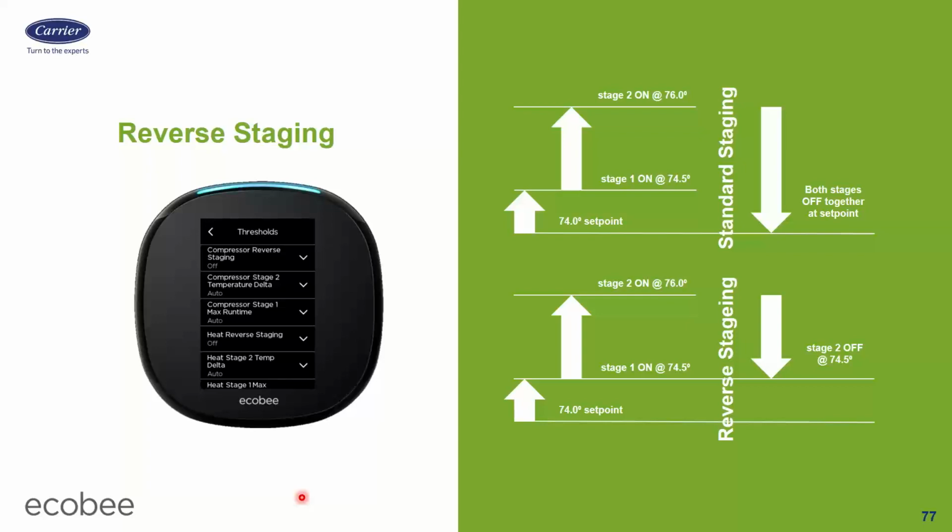I shouldn't say tighter temperature control because it never gets you down to 74. It gives you more time near 74, if that makes sense. Because when I'm running stage 1 here in this middle range, around 74.5 and 75, I get a lot of run hours there. So I don't necessarily get tighter control. I get more consistent control, more consistent discharge air temperature.